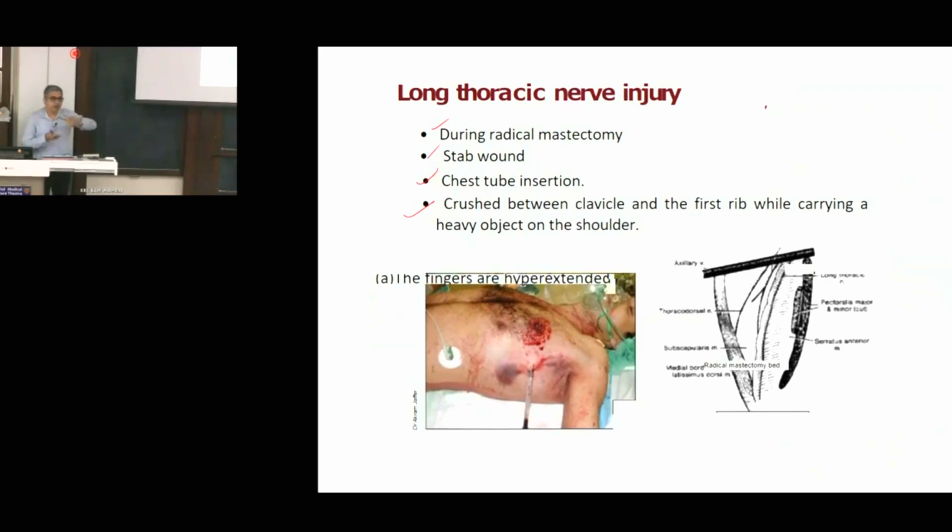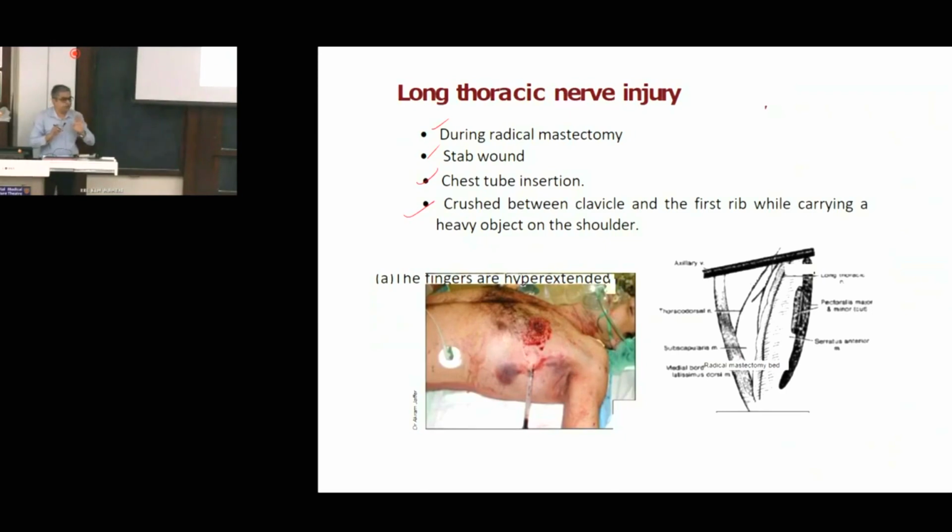Overhead abduction is affected here. For rotation of the scapula, the deltoid can do only up to 90 degrees. After that, the greater tubercle comes under the acromion process and will not allow further movement. For 180 degrees of overhead abduction, the scapula has to be rotated. For that we require both muscles: the trapezius rotates it from above and the serratus anterior from below. If these muscles are paralyzed, rotation of the scapula and overhead abduction are lost.